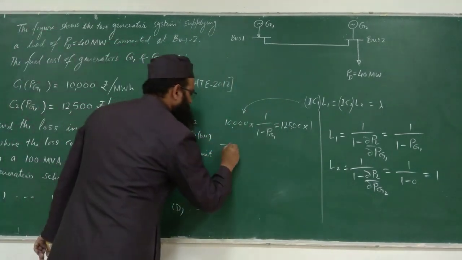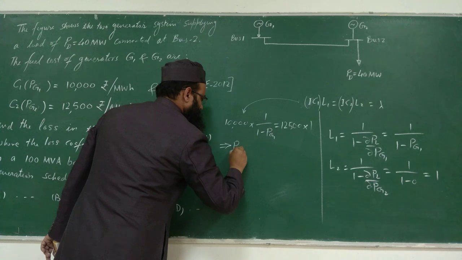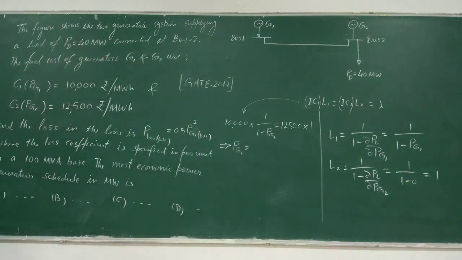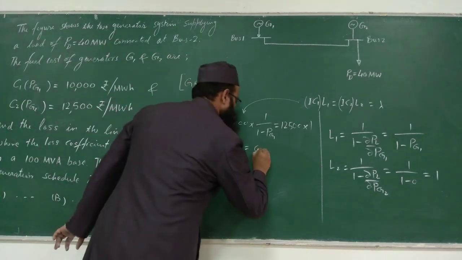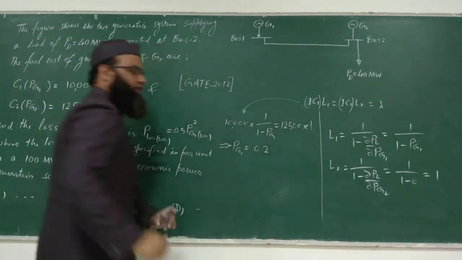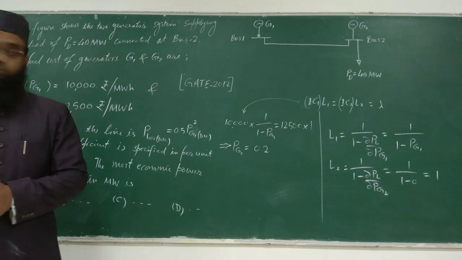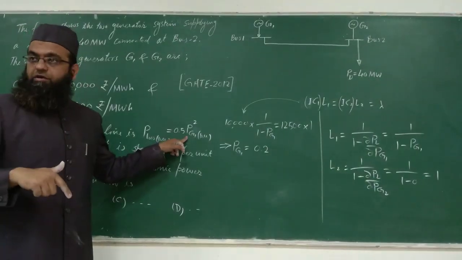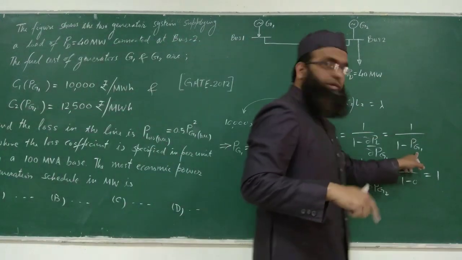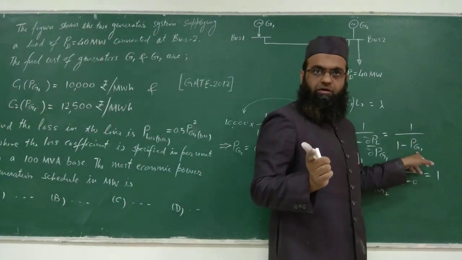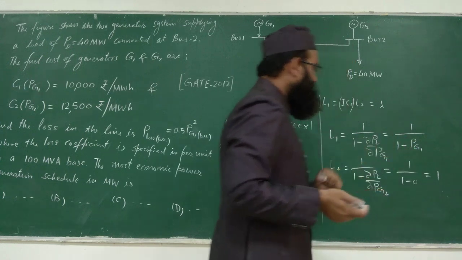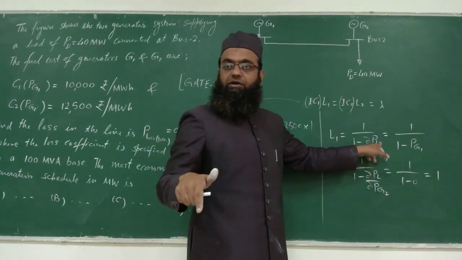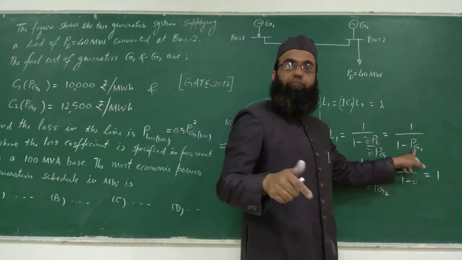Solving this, you will have PG1. Tell me the value of PG1. 0.2. Kilowatt or megawatt? Per unit. Because here PG1 is a function of per unit. So here this is per unit. Is it not? From where you got this PG1? Del PL upon del PG1. And del PL is in per unit. So this will be in per unit.